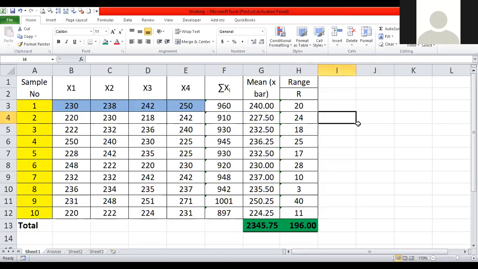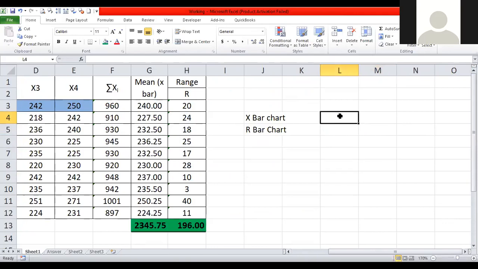Right. So I told you in the beginning, there are two types of chart. One is X bar chart and the other one is R bar chart. X bar chart, that is to find out the variations in process average. That is the purpose of X bar chart. X bar, you know, average. So that will tell you whether there are any variations in the process average.